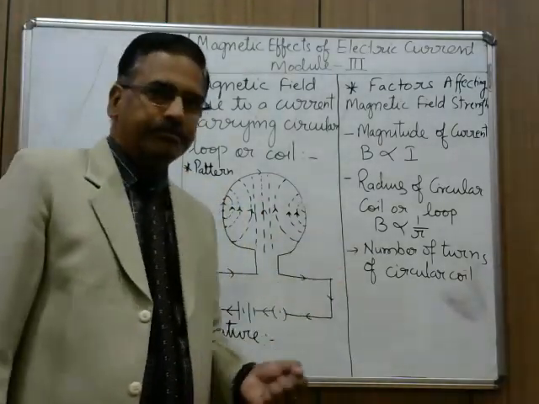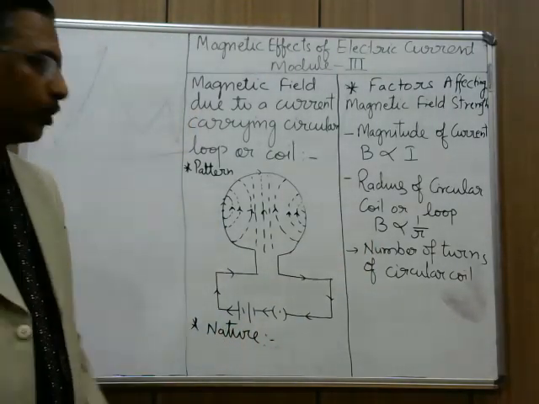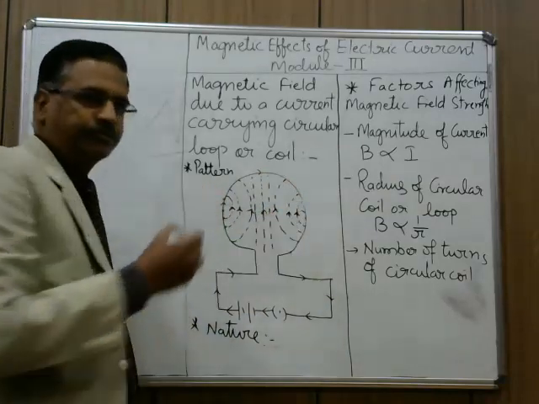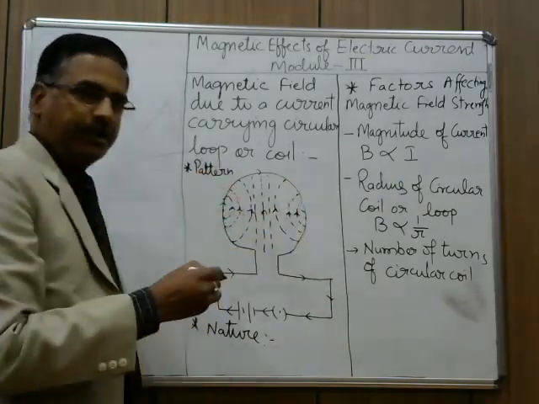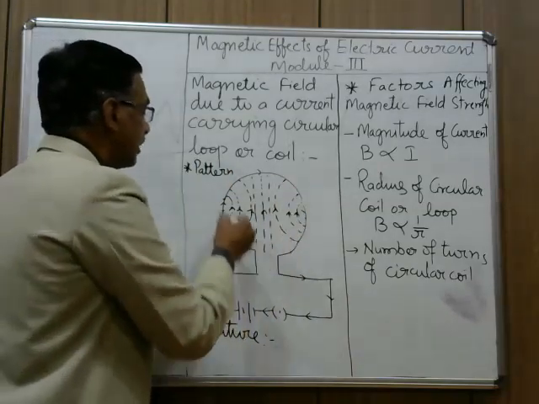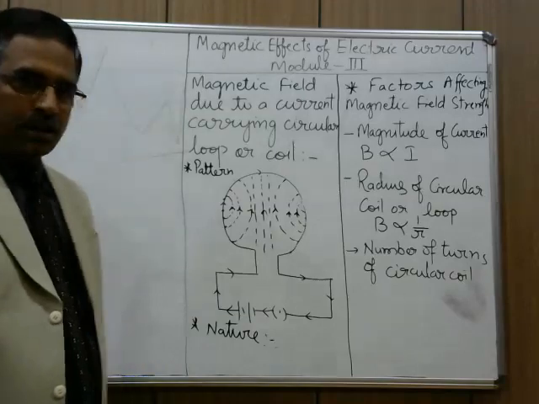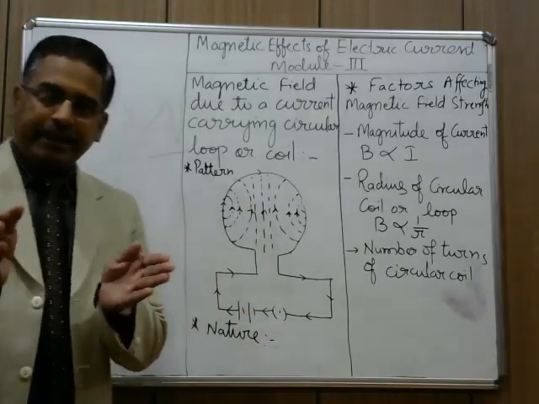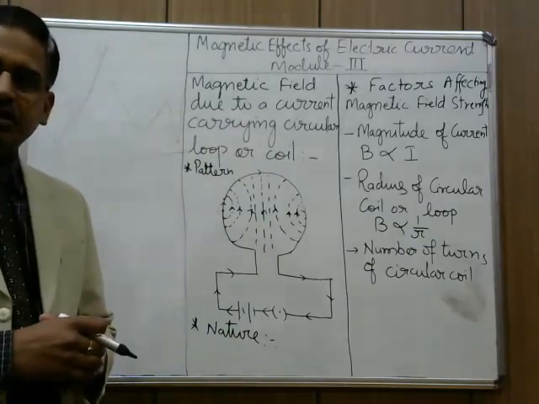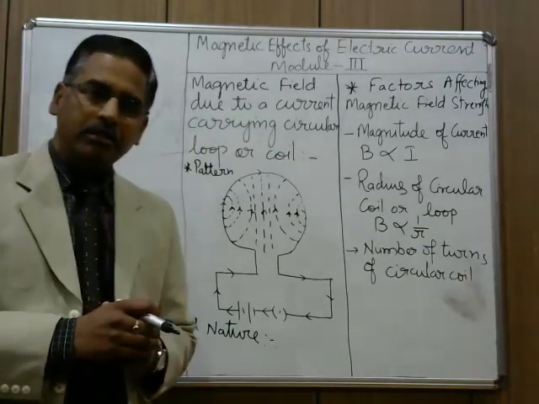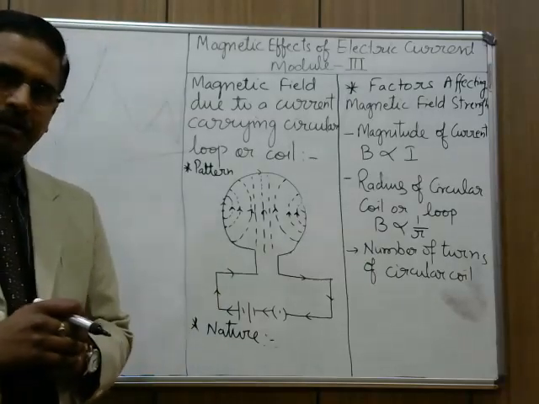Third factor, number of turns of circular coil. Suppose this is one turn. If we consider one more turn instead of the single wire, suppose there are two rounds of coil, then the magnetic field produced by each turn, since the direction of current is the same, at a point the strength of magnetic field will be doubled.